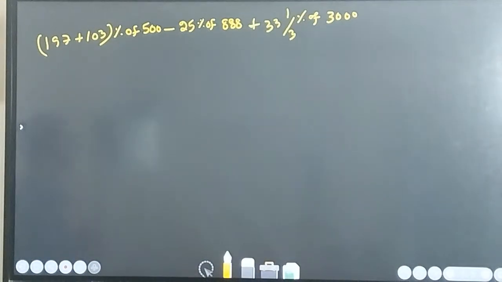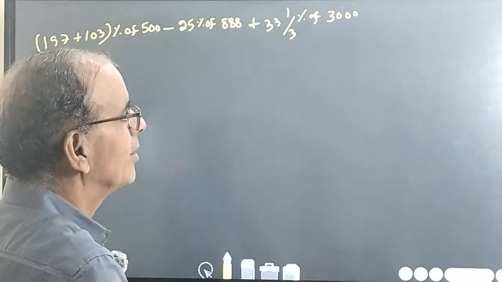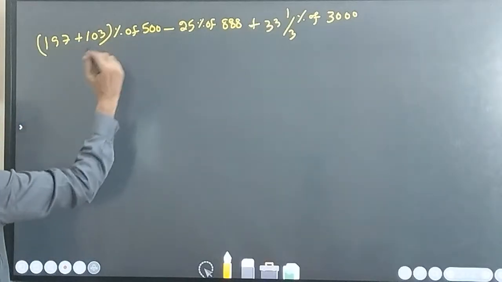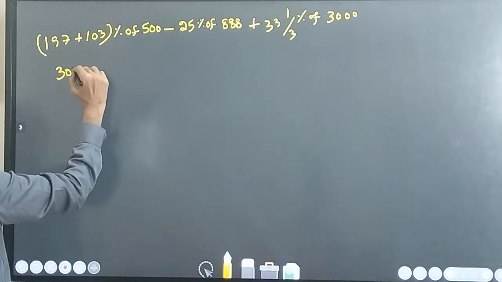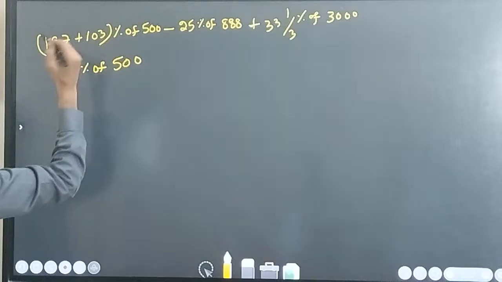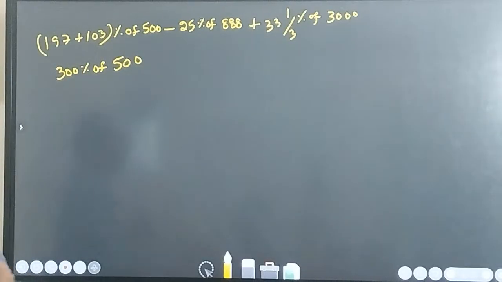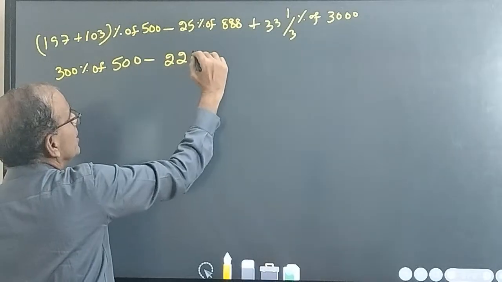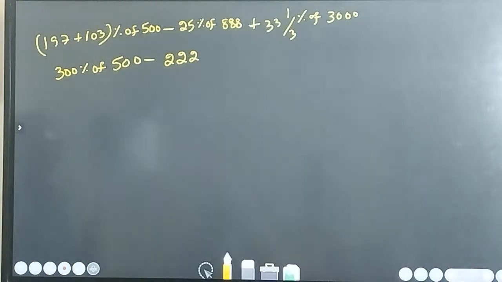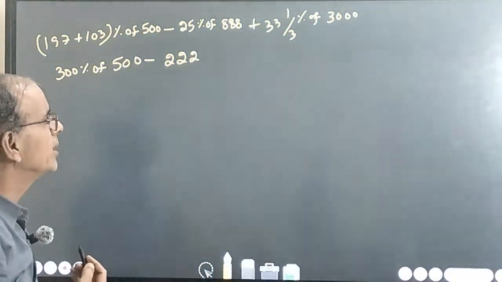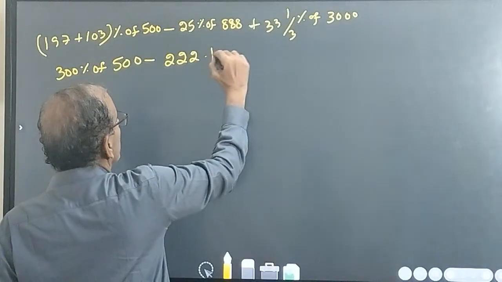197 plus 103, how much? 197 plus 3 is 200, so 300. 300 percentage of 500. 25 percentage means how much? 1 by 4. 1 by 4 into 888, how much? 222. 33 1/3 percentage means how much? 1 by 3. 1 by 3 into 3000, how much? 1000.